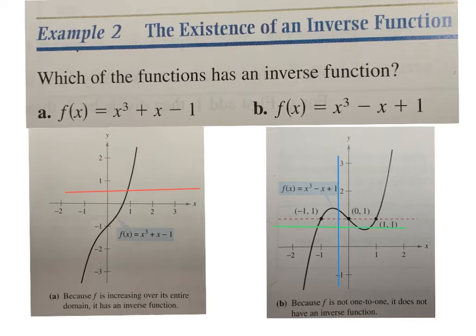Horizontal line test, as they show you right there, anywhere you put it where it changes direction, this will not have an inverse. It is a function, but an inverse will not exist for this particular function.